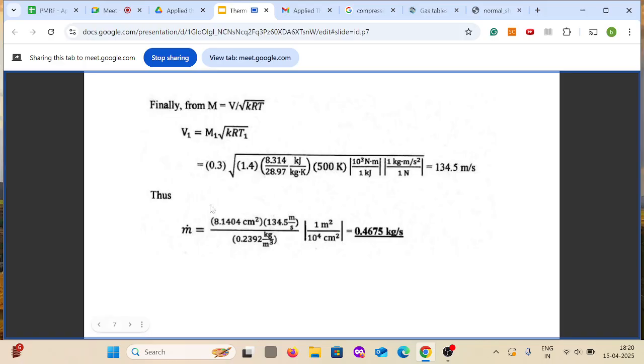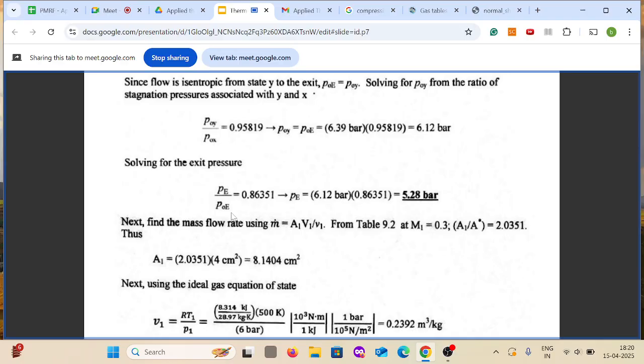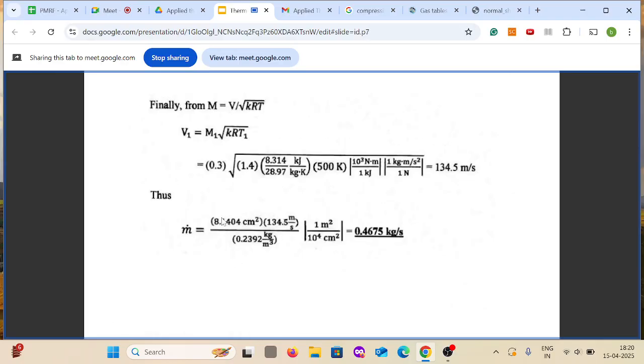Next we can find out the mass flow rate. So mass flow rate will be rho A V. A we have found out to be 8.1404, multiplied by velocity, which is 134.5, divided by the specific volume, which is 0.2392. Converting area into meter square, this comes out to be 0.4675 kg per second. So that is the mass flow rate through the nozzle.